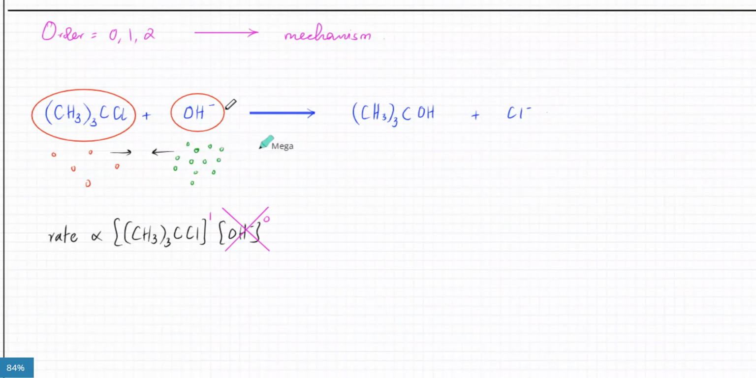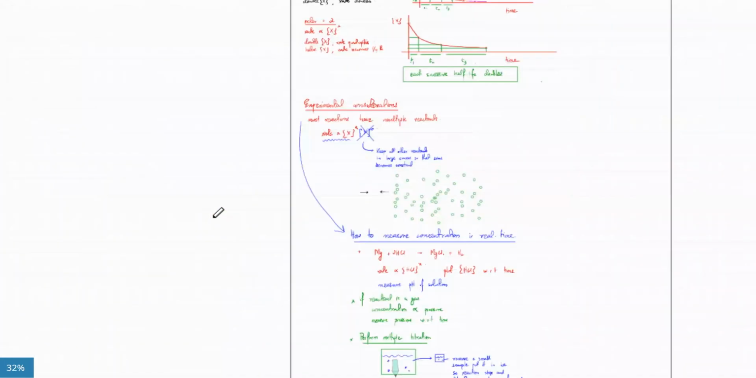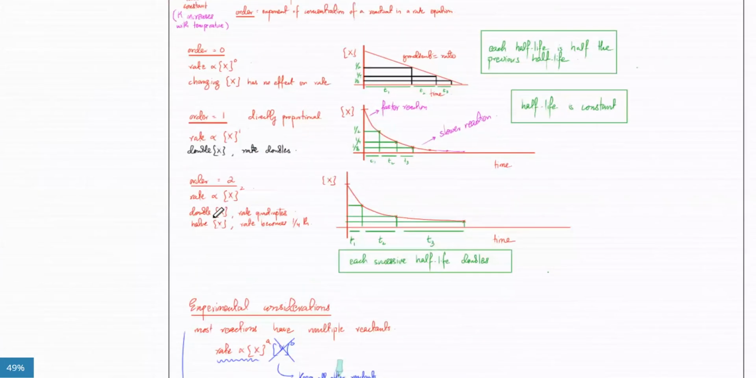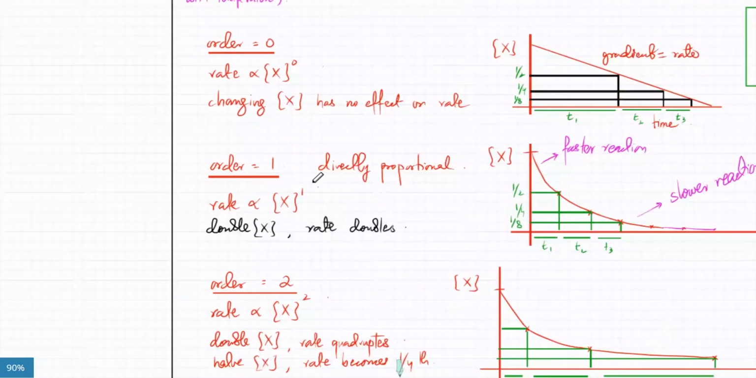Sir, can you explain order 1 and 0 again? How does it affect? Is it only affected by the halogenoalkane and not by OH minus? Do you know what order 1 is? Let's do a little recap. Order 1 was that if something has power 1, what is the relationship? It's directly proportional, right? You increase the concentration of the reactant, the rate should increase as well, right? Clear?